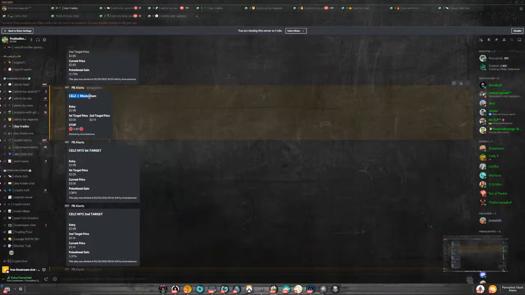So this is a momentum trade for CELZ. The entry here, since we know it's a momentum trade, we know the entry is above this level. So when it hits 298 or higher, that's when we look for entry. Again, it shows the 2 targets here as well as a stop loss, and you can see who alerted it. So in this case, it was Amma Jamma.